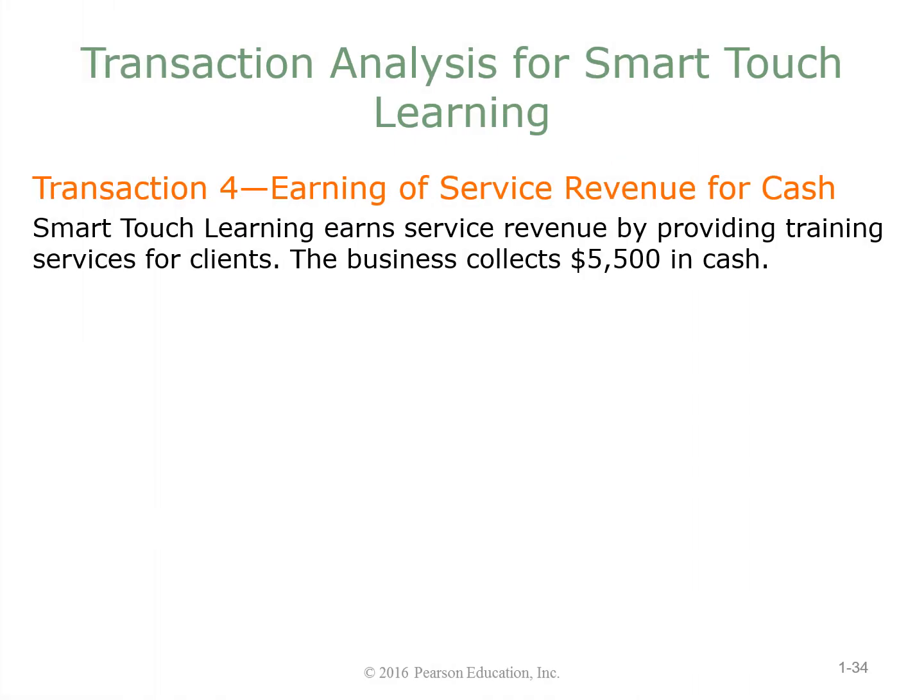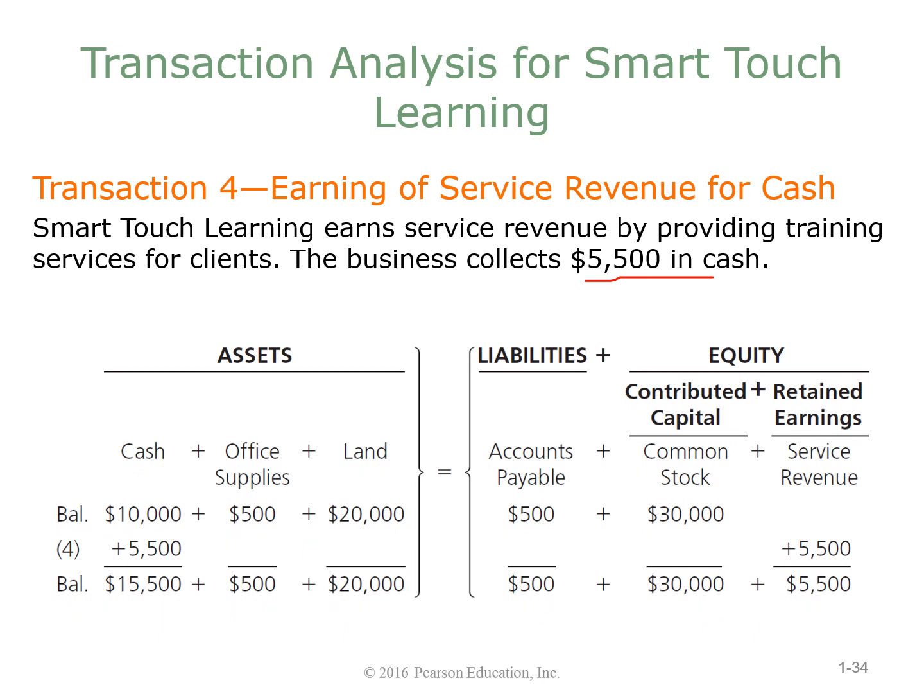Transaction 4, earning of service revenue for cash. Smart Touch Learning earns service revenue by providing training service for a client. The business collects 5,500 in cash, which means the company did a service, so they collected 5,500, and this is a service revenue because it has been collected against a service that has been provided. So the service revenue increased, which means the retained earnings increased, and the equity increased.